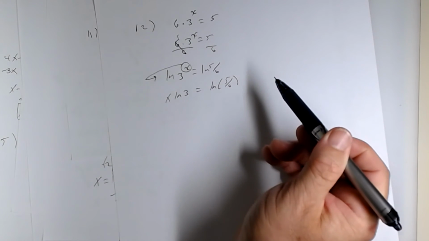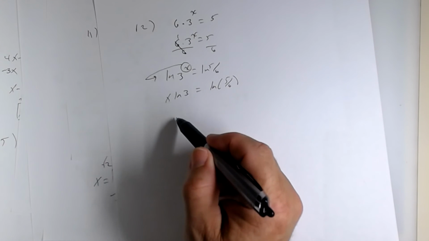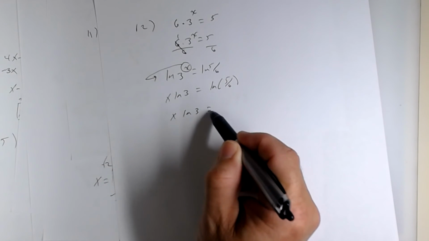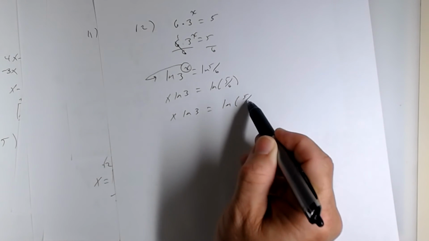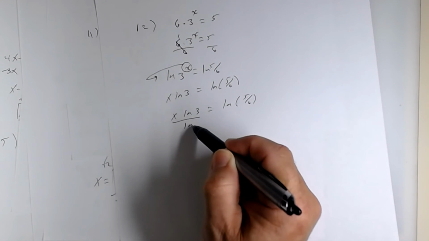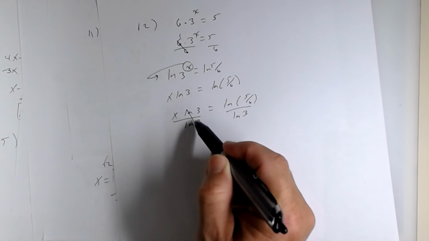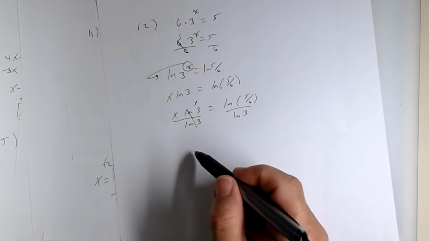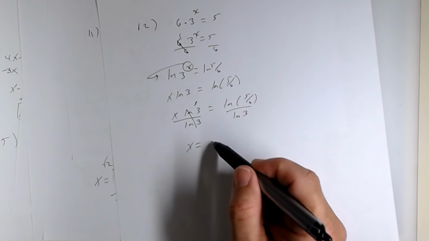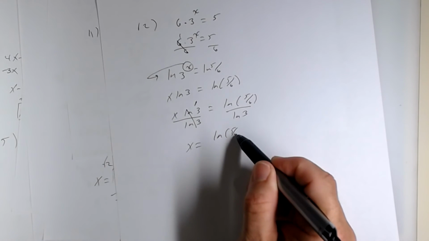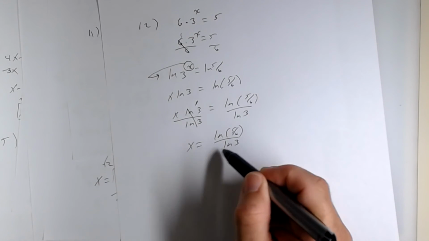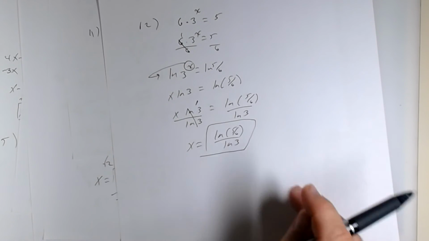Right. One more step when you're done. What's the next step? Divide both sides by the natural log of 3. So the natural log of 3 divided by itself is 1, and 1 times x is x. X equals the natural log of 5/6 over the natural log of 3. So that'll be the answer for the first blank.